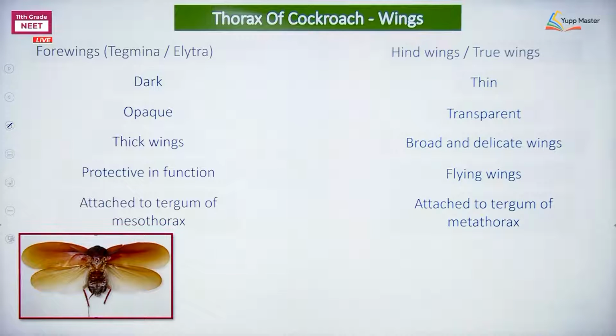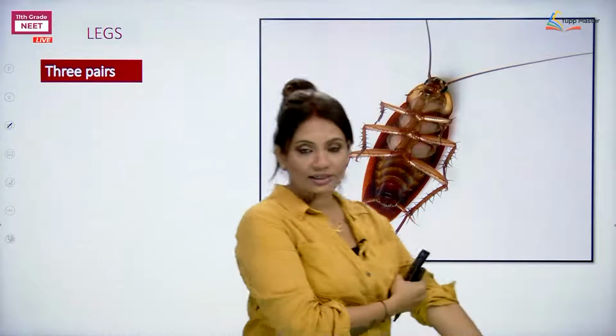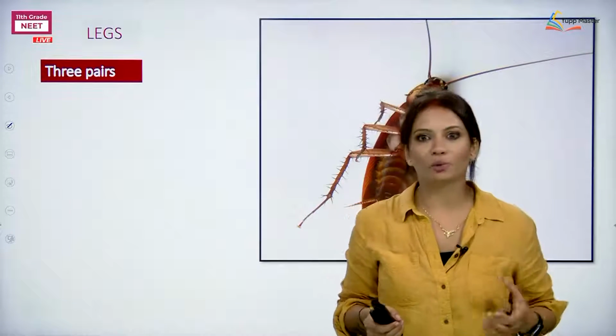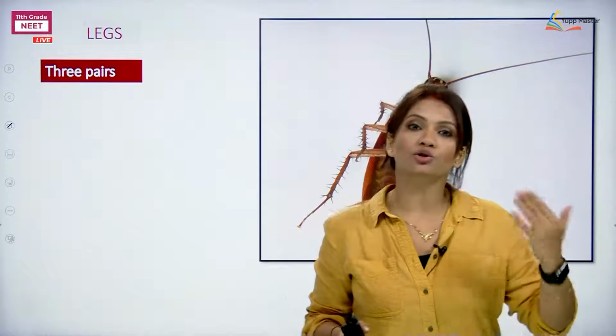Alright. Okay, so let's continue. Now, after the wings, if we talk about the next part of the thorax region, that would be the legs. The legs are very important, and this is the major mechanism through which the cockroach is going to locomote.